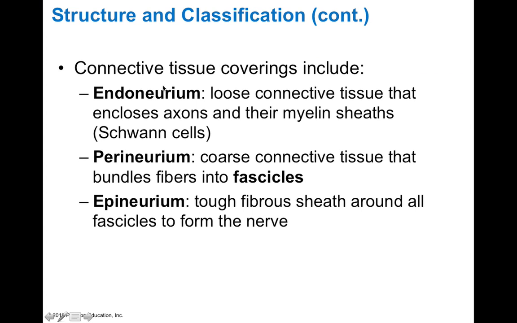What's nice is that these nerves are encased in connective tissue coverings, which are named a lot like how skeletal muscle is packaged. Endoneurium is a loose connective tissue that surrounds and encloses individual axons and their myelin sheaths. Perineurium is a coarse connective tissue that bundles axons into fascicles. And epineurium is a tough fibrous sheath that surrounds the entire nerve.